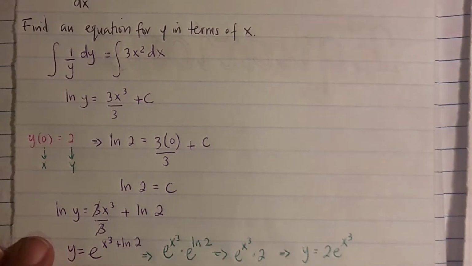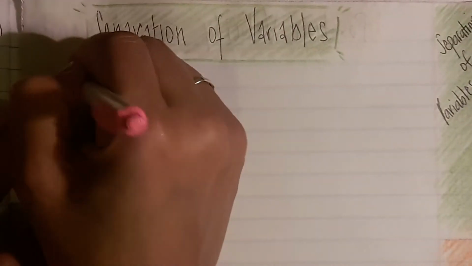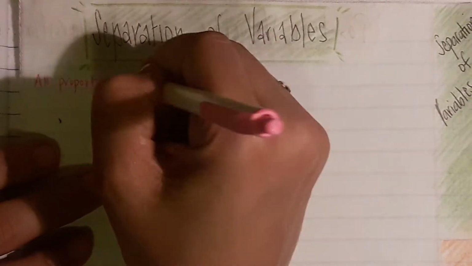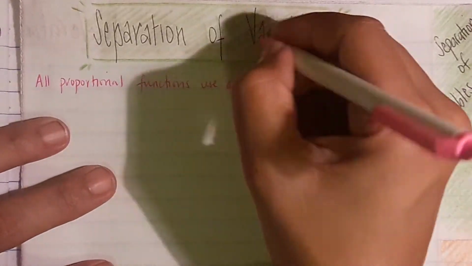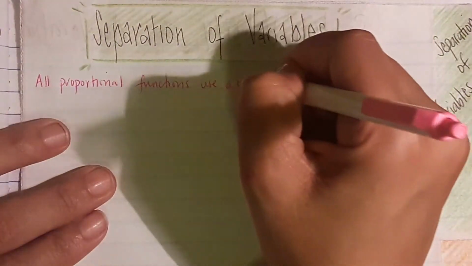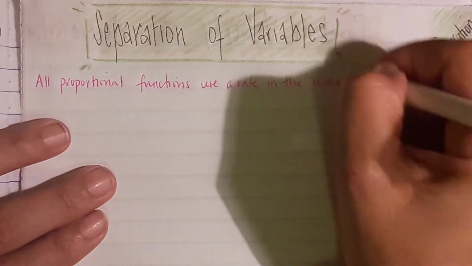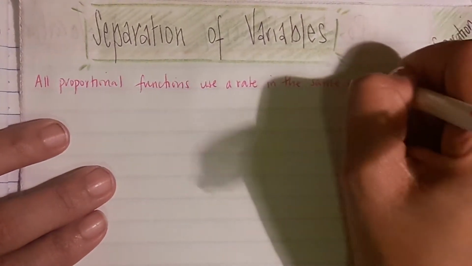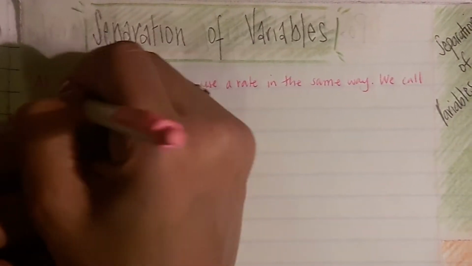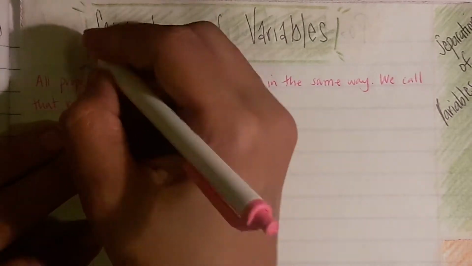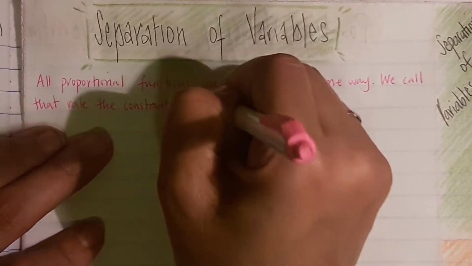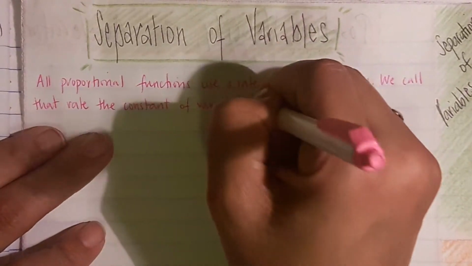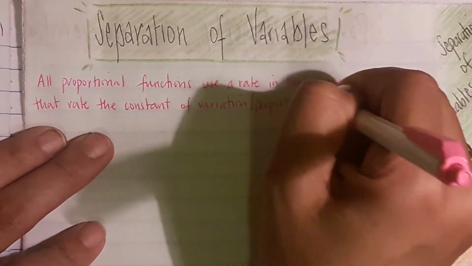But obviously, they're going to give you a word problem. Those are the ones that you really see. So we're going to take a look at that. First thing we need to take care of, though: all proportional functions use a rate in the same way. We call that rate the constant of variation or the constant of proportionality.